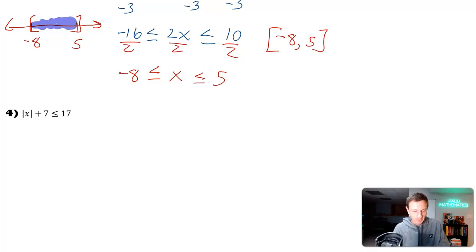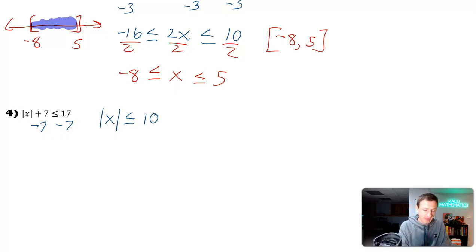So number 4, we have the inequality of the absolute value of x plus 7 less than or equal to 17. So this one's interesting because we don't have the absolute value by itself, so we have to take that step to get it by itself. So we get the absolute value of x less than or equal to 17 minus 7 is 10. Then I have the absolute value by itself, so now I can form that compound inequality where x is going to be greater than or equal to negative 10 and x is going to be less than or equal to 10.